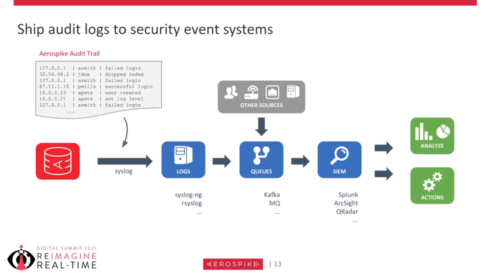So this would be events like when somebody tries to authenticate and fails. This would be something like somebody authenticating and succeeding. And a lot of the administrative functionality, creating an index, changing the log level, things like that, are logged in Aerospike's Audit Trail.